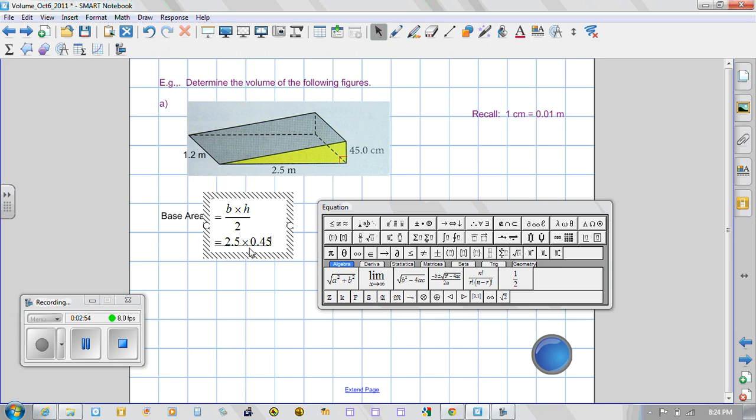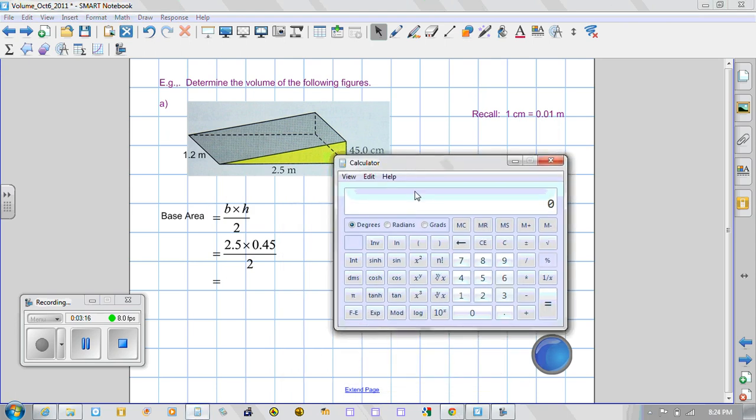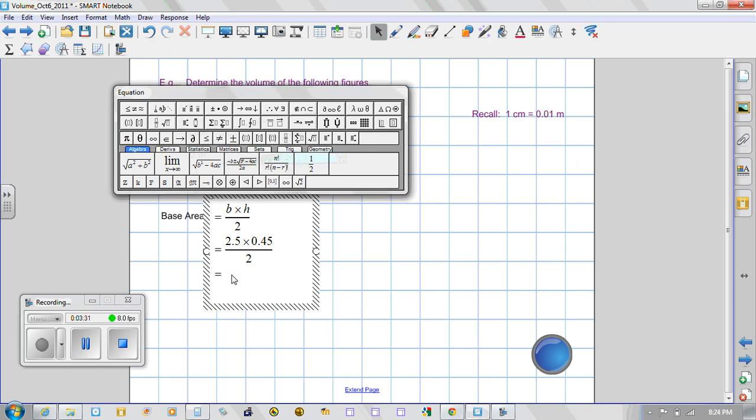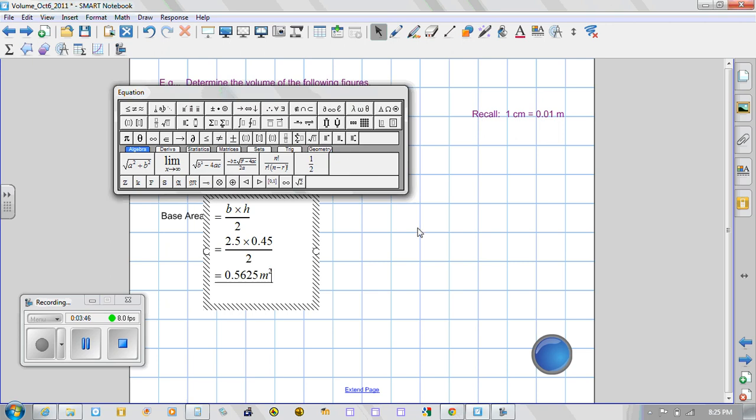So we'll enter 0.45 into our formula, and then we're going to have to divide that product, which is what you get when you multiply, by 2. Let's go ahead and calculate that amount. We'll bring our calculator into view, and we'll determine 2.5 multiplied by 0.45, that's 1.125. Divide that by 2, and we have 0.5625. Also recall that in terms of area, the units, if we're to indicate them, would be meters squared.